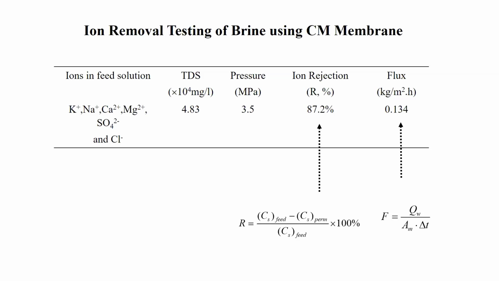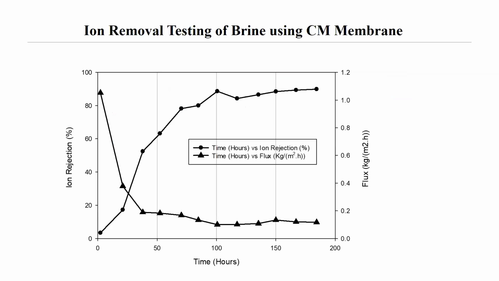These are the results. We got the ion rejection at 87.2%, and the flux is given to the right. And this is the ion rejection. I think we indicated the summary on the previous slide.